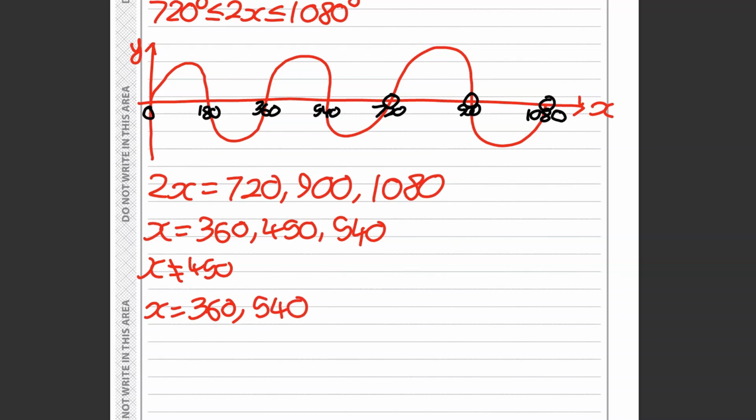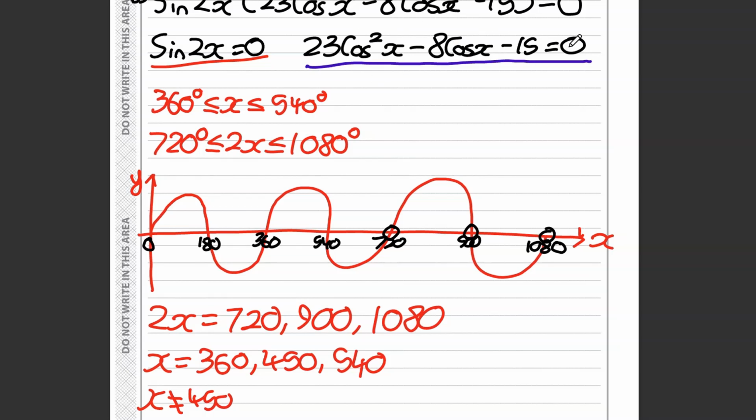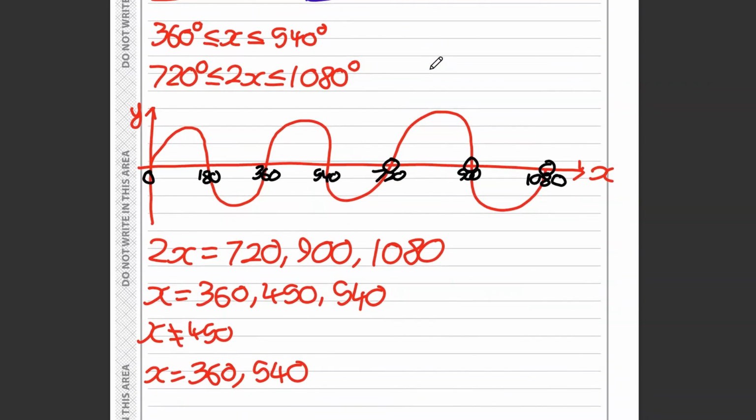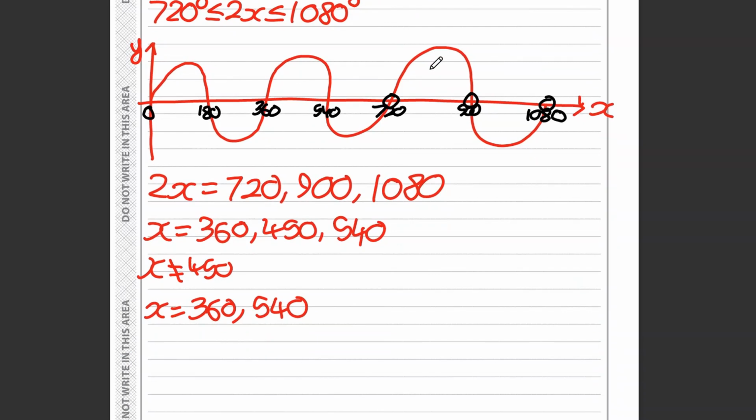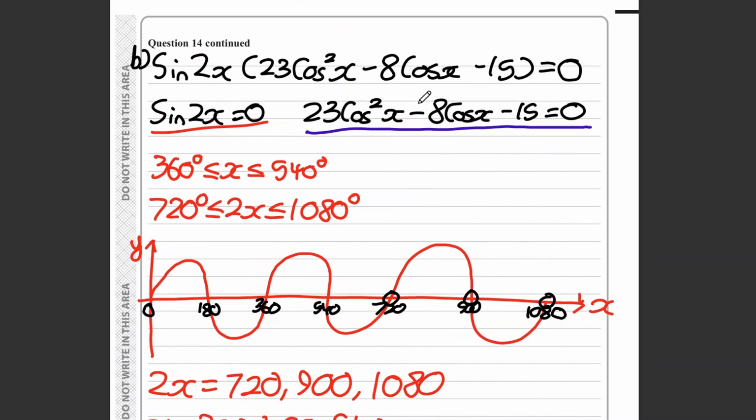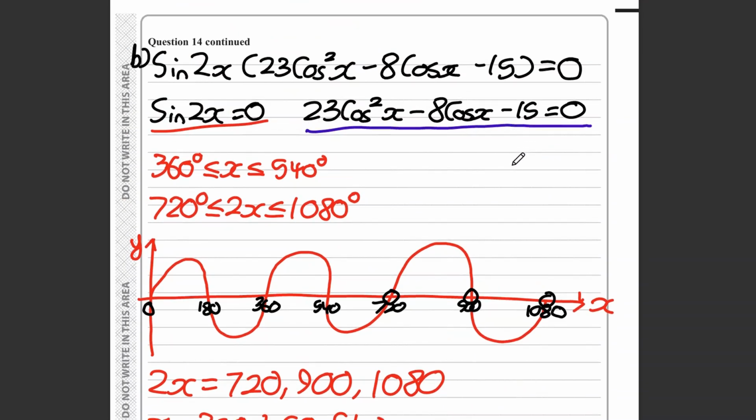Okay, so now if we focus on this equation here, 23 cos squared x minus 8 cos x minus 15 is equal to 0. This here is a trigonometric quadratic. Now you could factorize this, however I think it's easiest to do this using the quadratic formula. Remember, the quadratic formula is minus b plus or minus the square root of b squared minus 4ac, over 2a, where b is minus 8, a is 23, and c is minus 15.